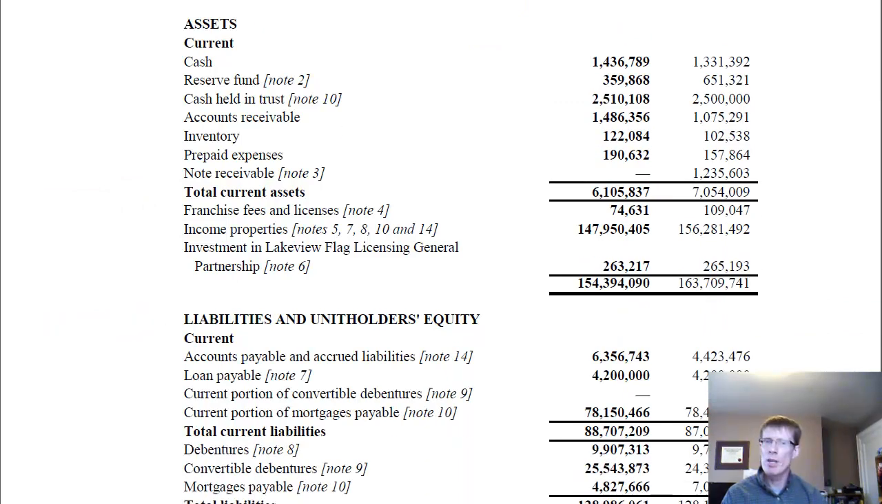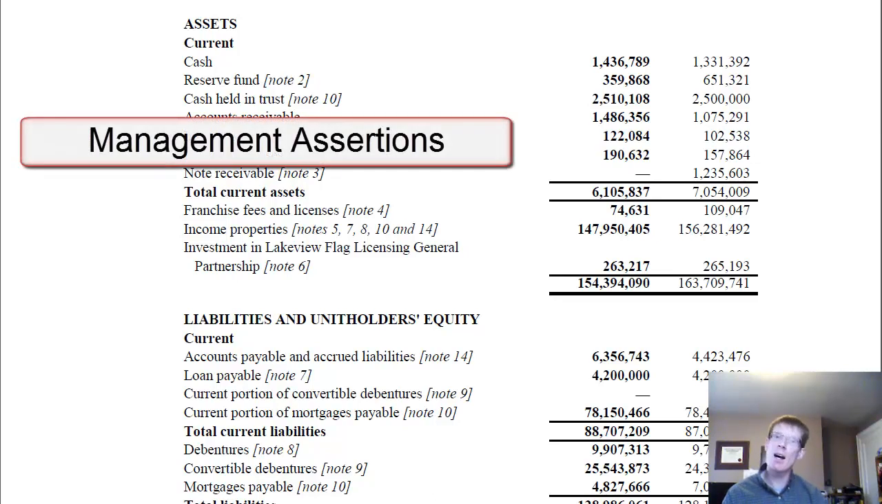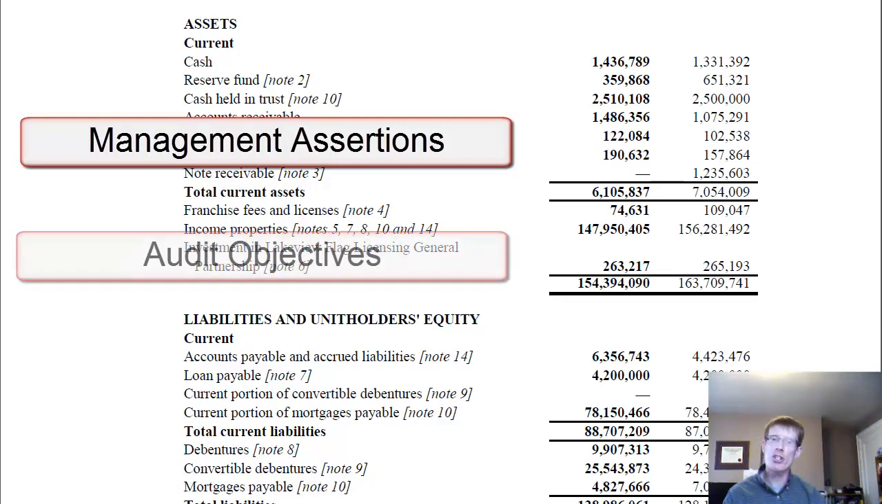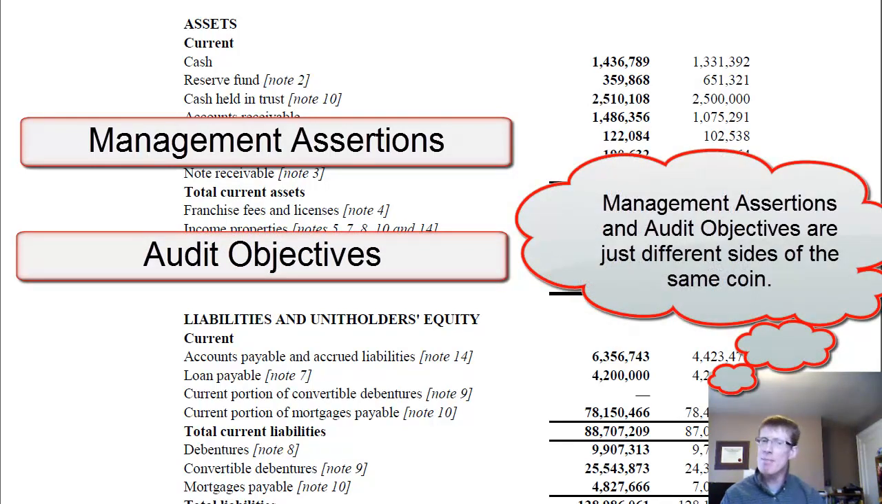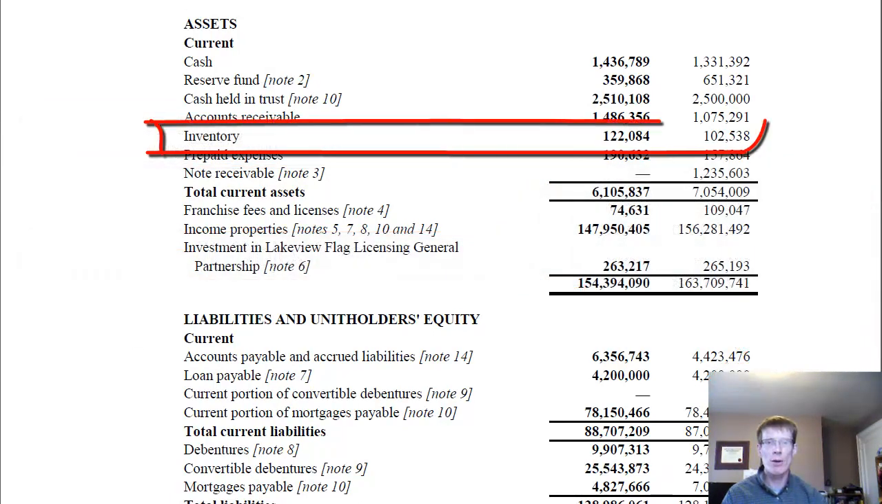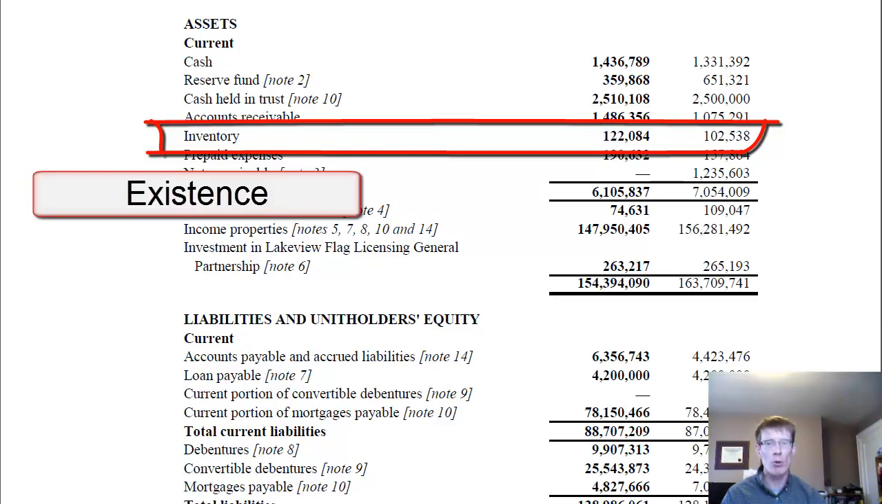Think of it this way. When management puts these statements in front of the auditors, management is asserting to us that these are the numbers and that they don't have a second set of books hidden away in the back of the closet. Management's assertions are multifaceted, and these can be dissected to help us focus our audit procedures. So let's take inventory, for example. What is management asserting about this balance? Well, first of all, management is asserting that the balance of inventory exists and that it's physically present.